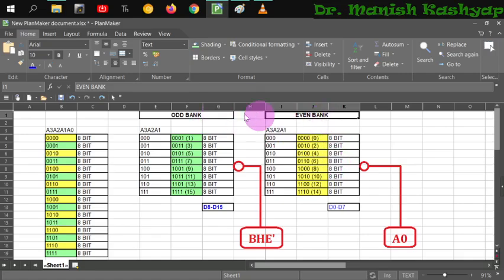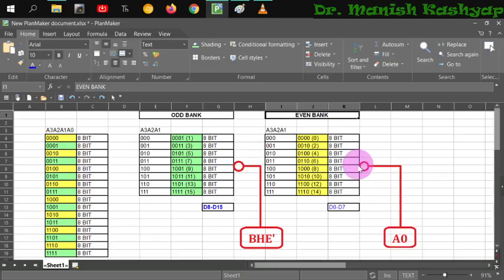And odd and even banks are not named randomly, since if you see these yellow addresses, they all end in 0. So whatever numbers end in 0, if you convert them to the decimal system, they will all be even. So you can see that representation here, they are all even numbers. That is why A0 is used as a select line.